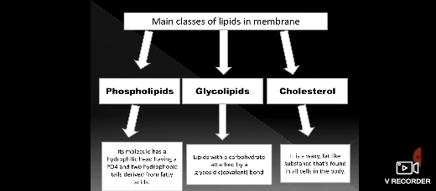Now we discuss the first one, phospholipids. Its molecule has a hydrophilic head having a phosphate and two hydrophobic tails derived from fatty acids. Next is glycolipids. Glycolipids are lipids with a carbohydrate attached by a glycosidic bond. And the last one is cholesterol. Cholesterol is a waxy fat-like substance that is found in all cells in the body.